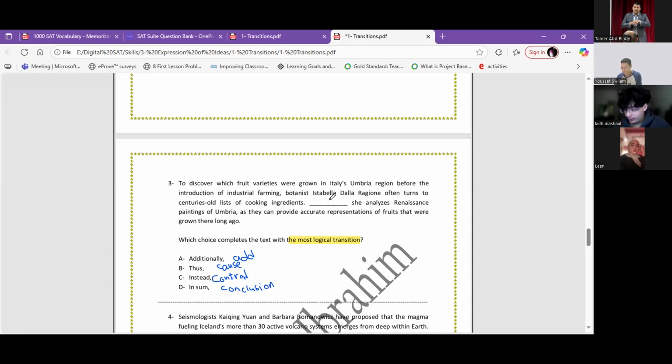Okay. Now sentence before and sentence after, and write the answer please.